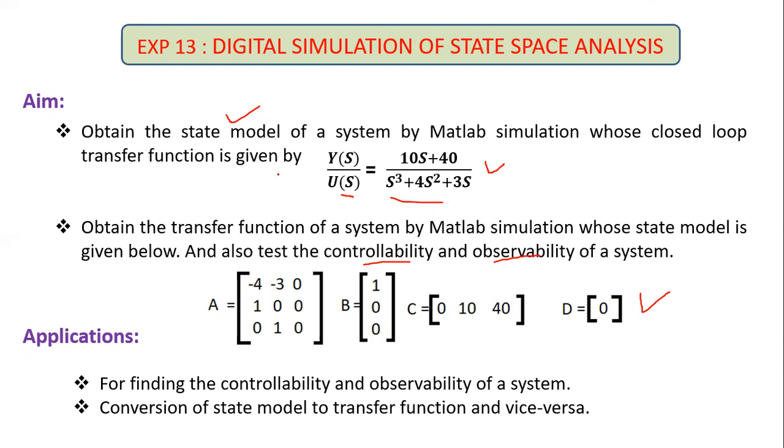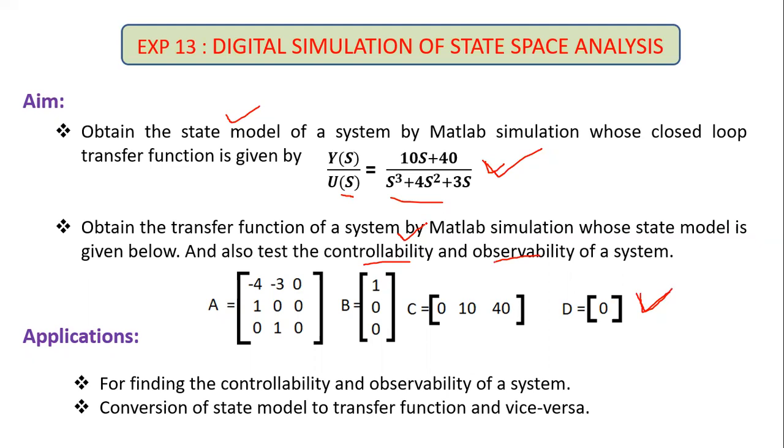Right. Coming to the experiment, first we need to cross check the theoretical calculations. Here a transfer function is given; if we convert it into the state space, how it will come, we need to cross check. In the same way, here the state space is given; if we convert it into the transfer function, what it will come. And also we need to cross check whether the system is controllable or observable. Once we complete the theoretical calculations, then we will see the coding part, how we develop the code, and we will see the simulation.